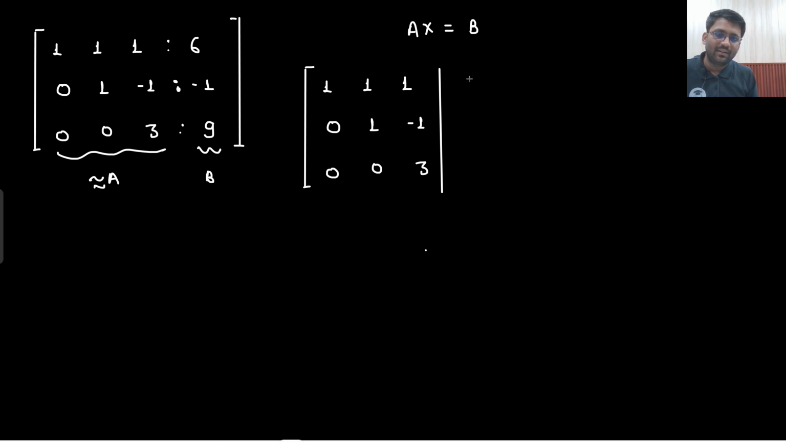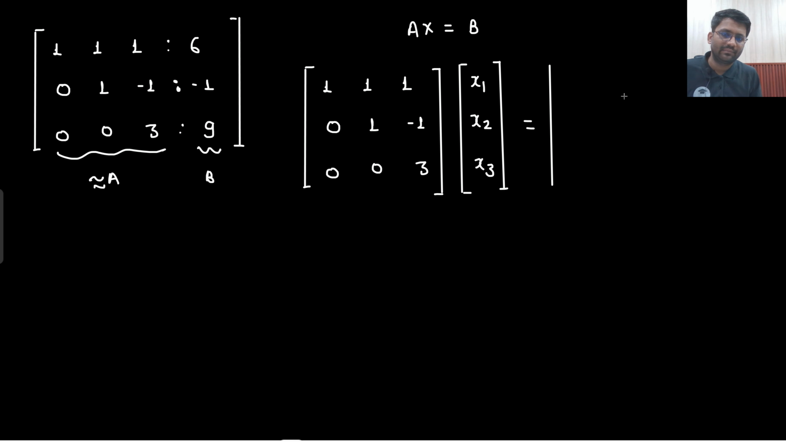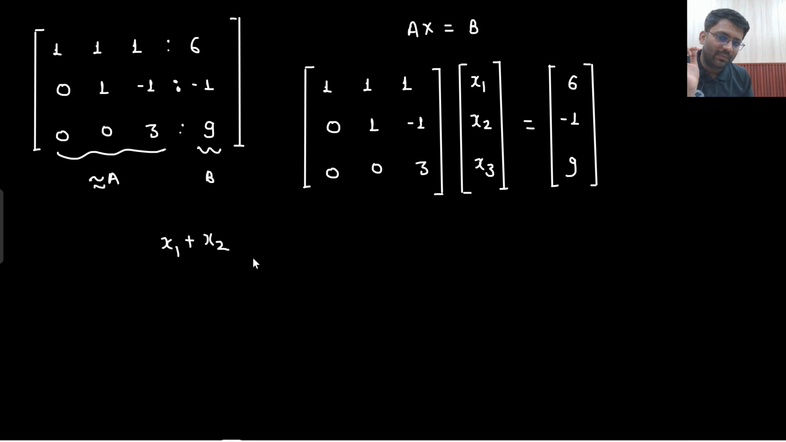Then it was multiplied with the variable matrix x1, x2, x3. And then the resultant is 6, minus 1, 9. So from here, what will you get? 1 multiplied with x1 plus 1 multiplied with x2 plus 1 multiplied with x3, that is equal to 6.